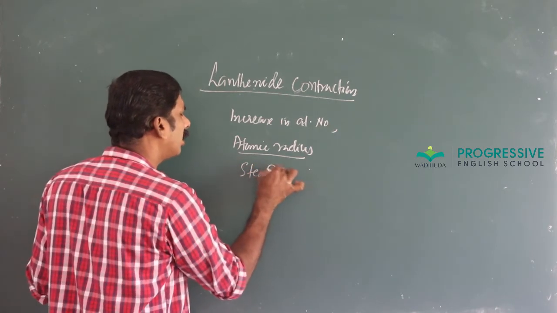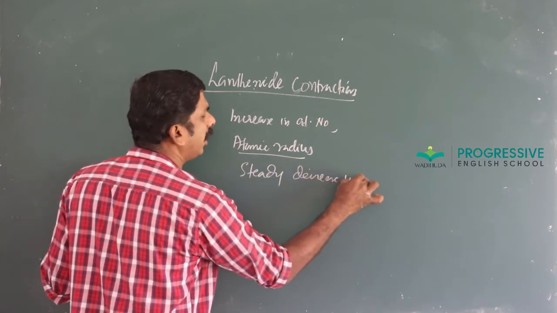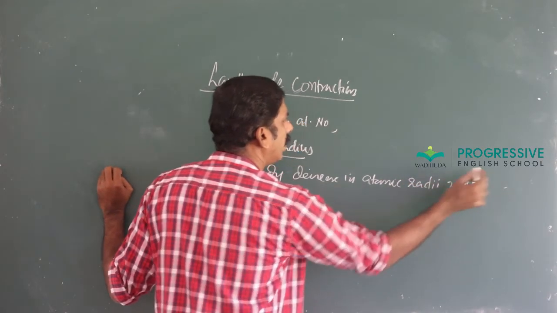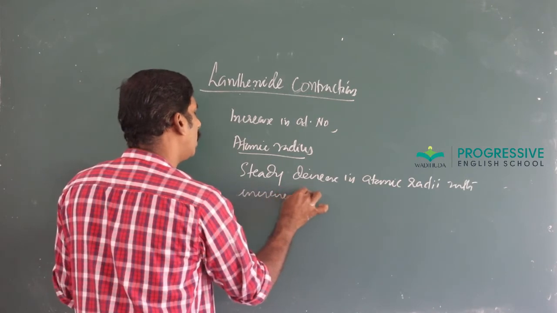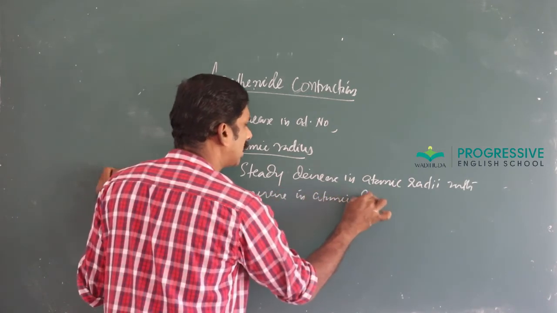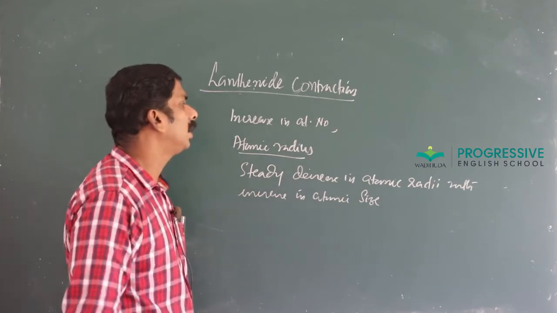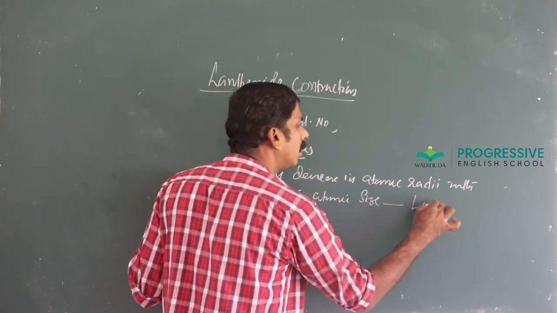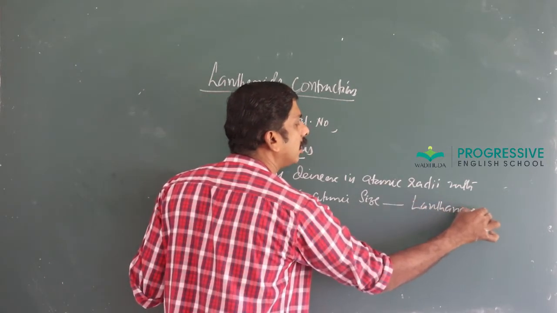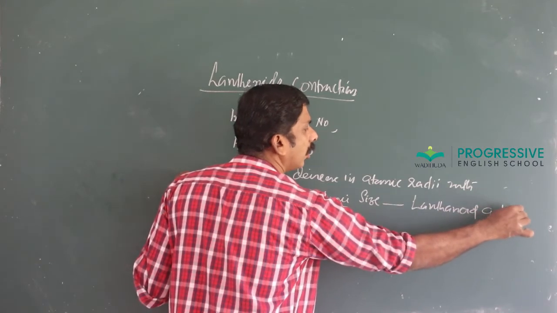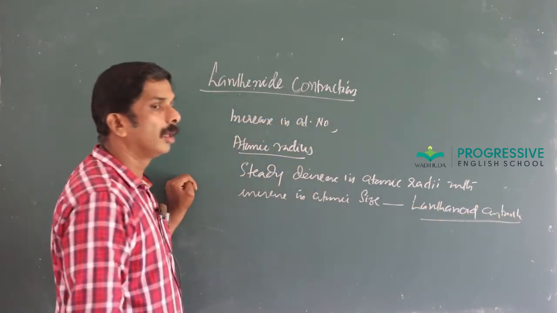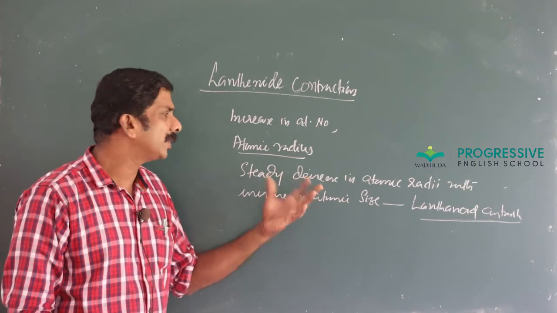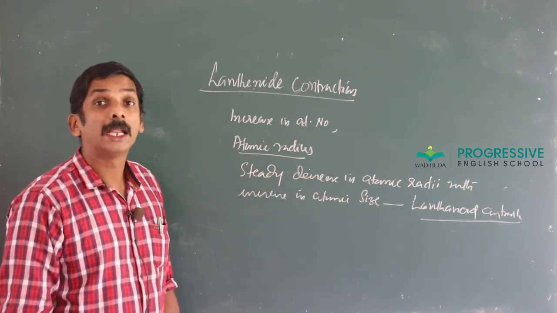The steady decrease in atomic radii with increase in atomic number is called lanthanide contraction. As the atomic number increases, atomic size decreases. The decrease in atomic size with the increase in atomic number is called lanthanide contraction.